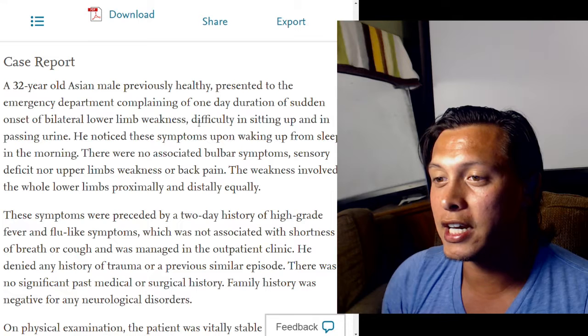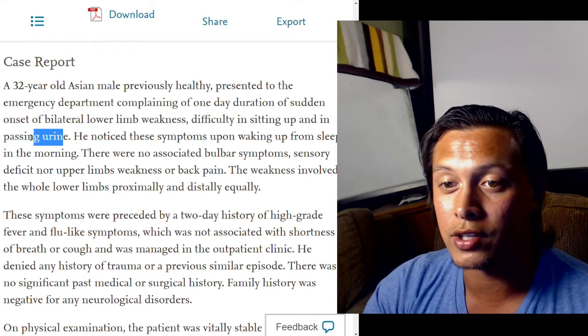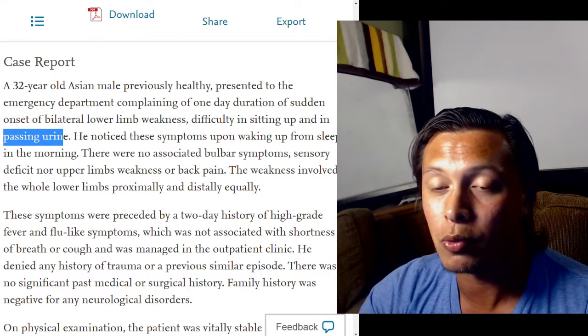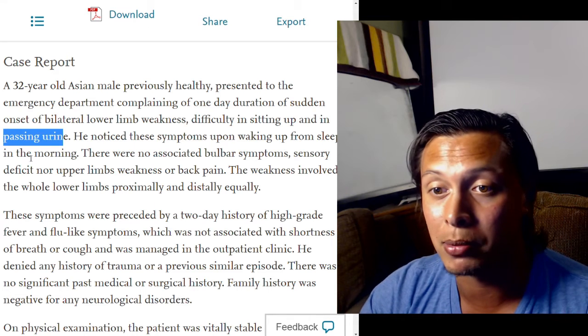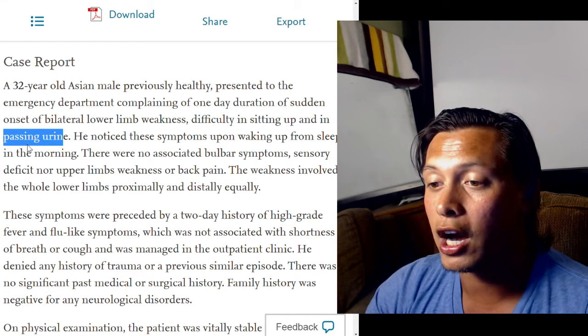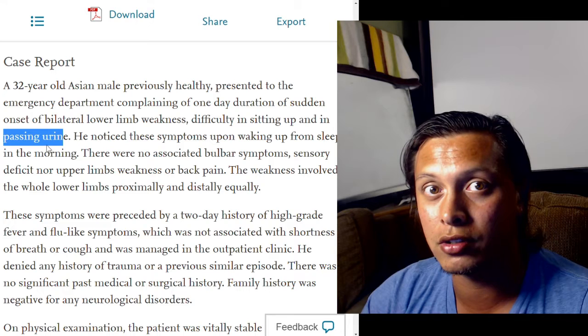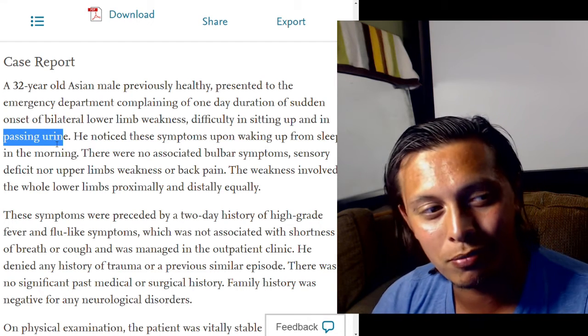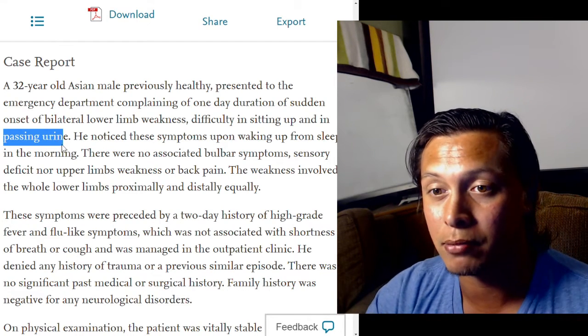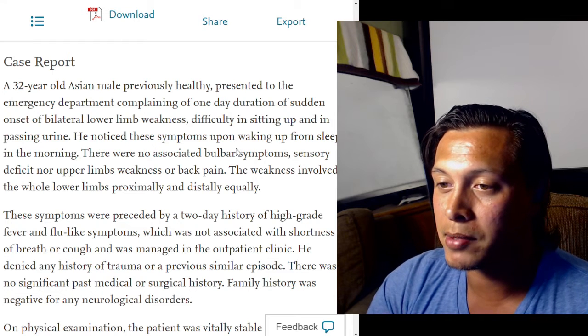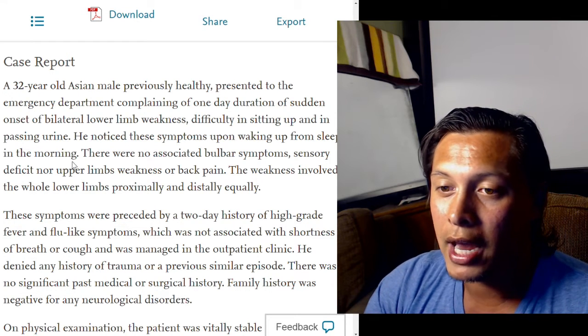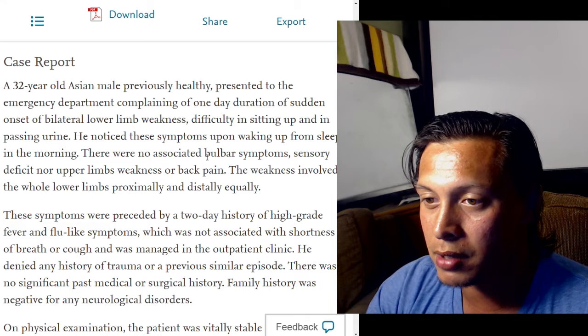Anyways, difficulty in sitting up and in passing urine. So this is what we were talking about earlier with the inability to urinate properly. So this would indicate some sort of neurological or muscular problem that prevents them from urinating properly. Anyways, he noticed these symptoms upon waking up from sleep in the morning, and there were no associated bulbar symptoms.